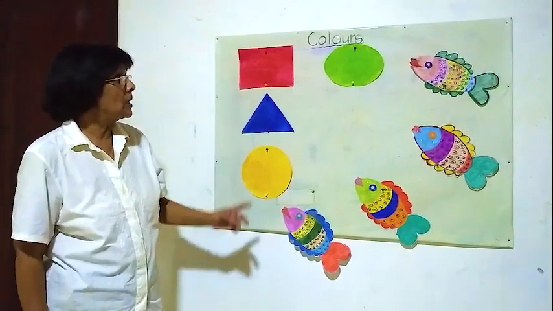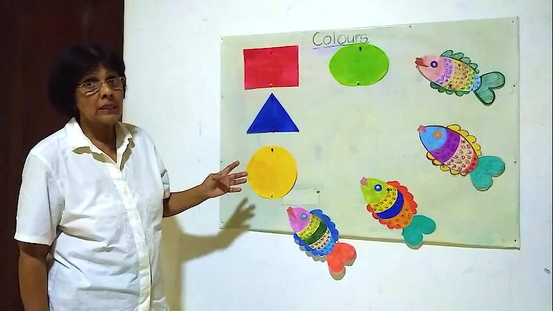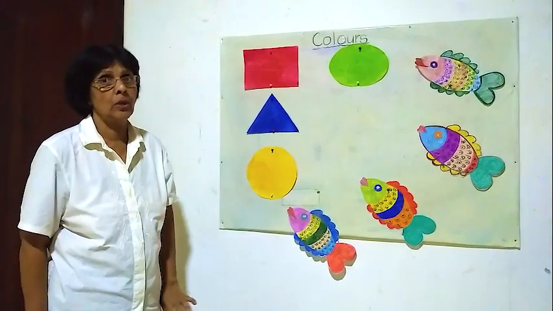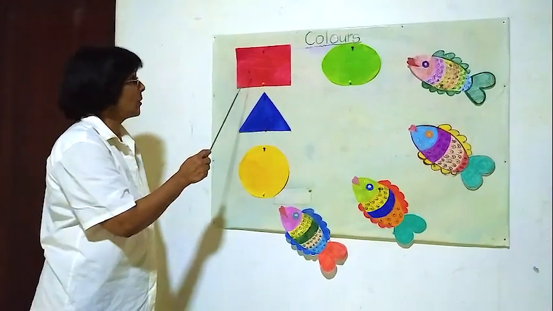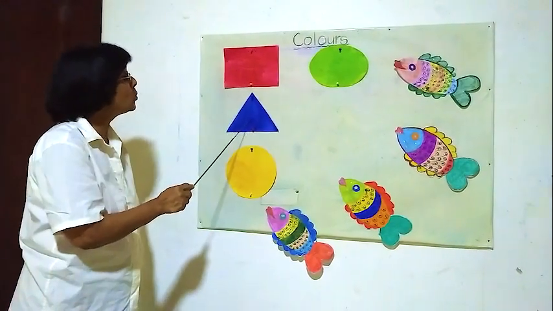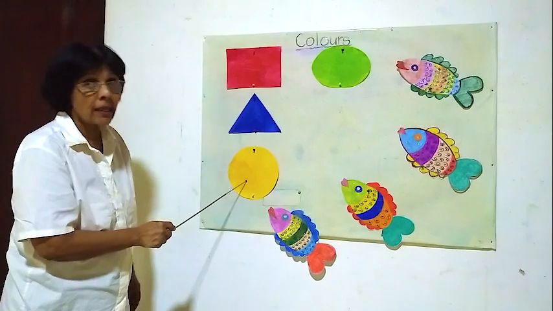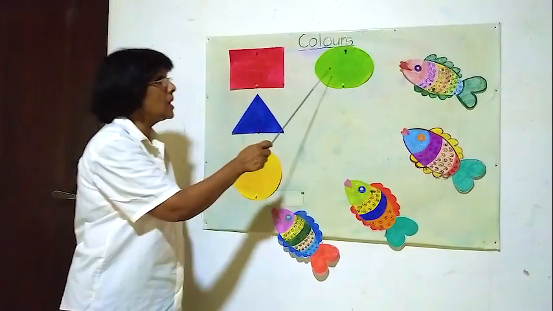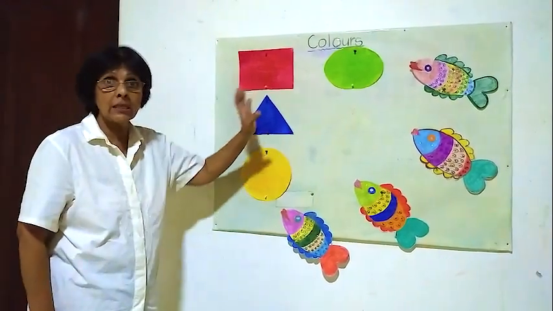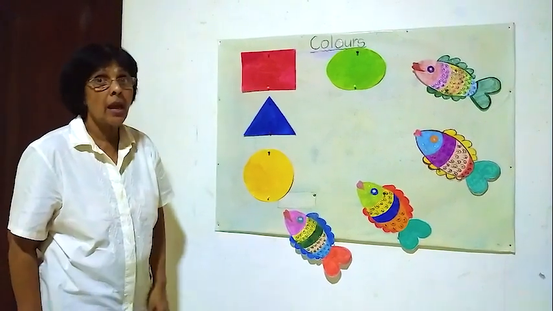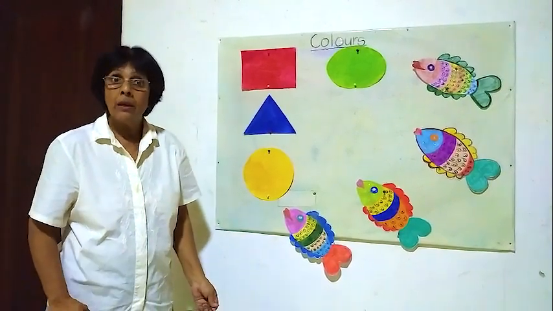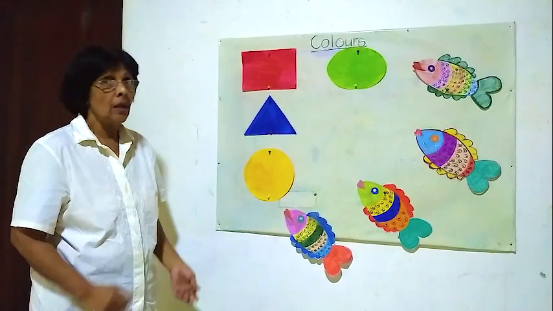Now here are the colors. We are going to learn another new color today. This is what you learned earlier, right? Red color, blue color, yellow color and green color. These are the colors you learned earlier, right? Now today I am going to teach you another color.